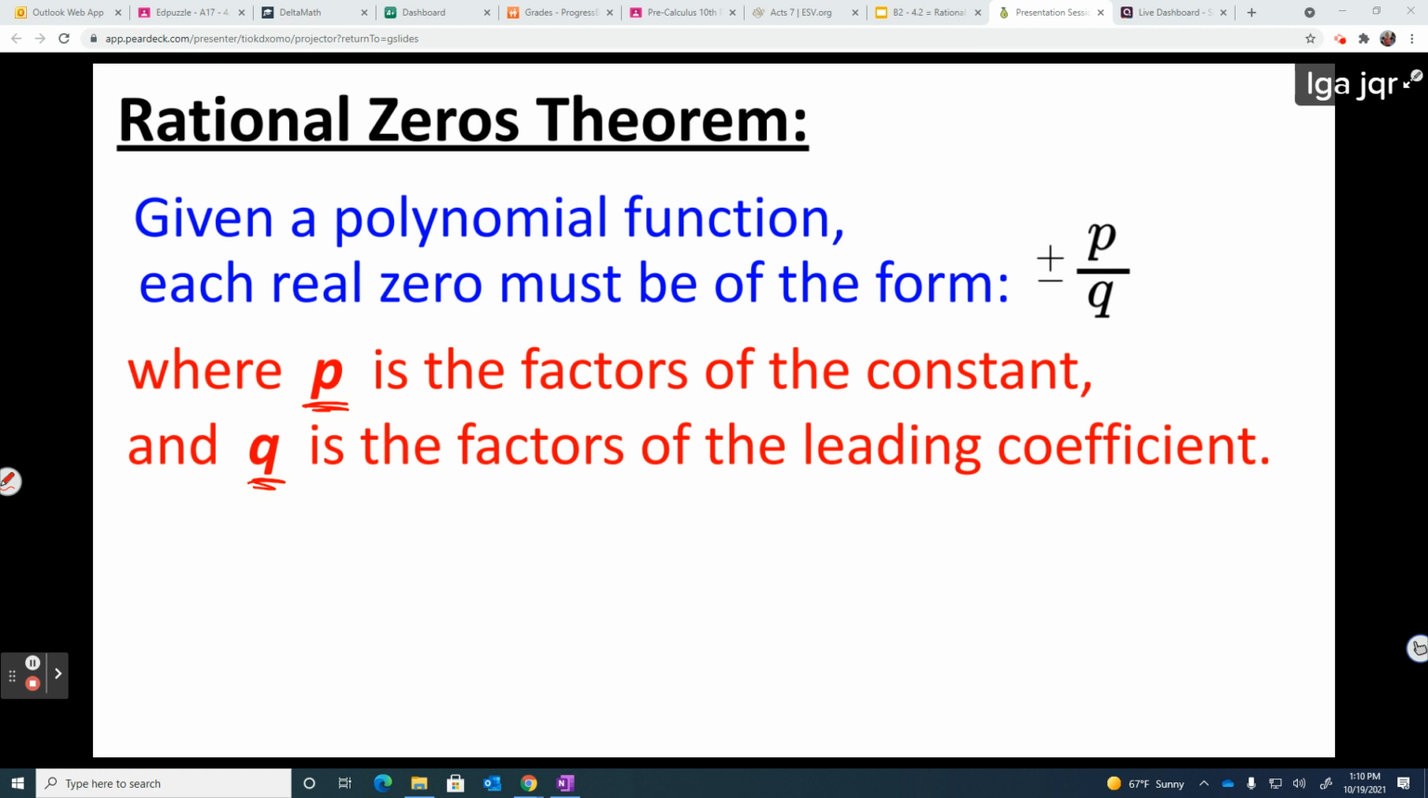And then we're going to write them as these ratios, fractions, and that will make a list of all of the possible real zeros. And then what we could theoretically do is then check which ones are actual zeros, and good to go. The rest will be imaginary.